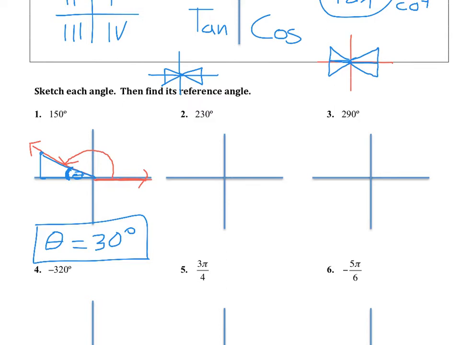Alright, so notice we got that by doing 180 minus 150. That's not always how it's going to work. That's only how it's going to work when your angle's in quadrant 2.